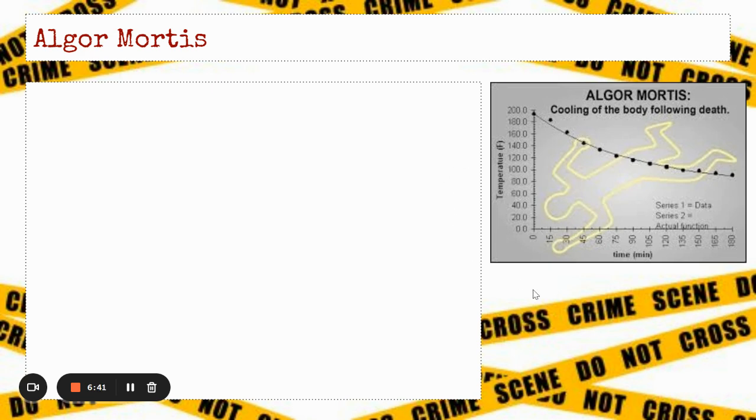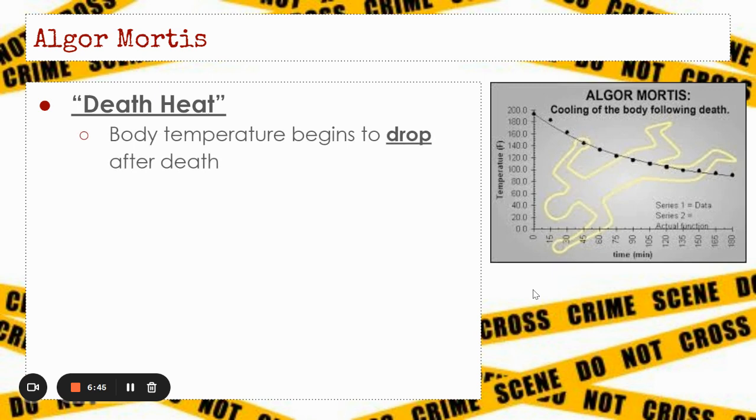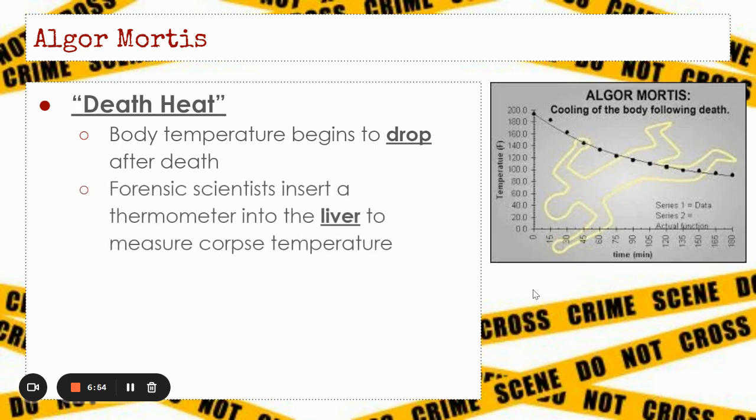Then there is algor mortis. Algor mortis means death heat. So this is describing the body temperature. Body temperature is going to begin to drop after death, obviously, because the body is not alive to keep the body warm. Forensic scientists are going to insert a thermometer into the liver in order to measure the corpse temperature. It's usually put into the liver because the liver is a very dense organ in the center of the person's chest cavity. So it's the area that's going to retain heat the longest. So that's what we use to measure corpse temperature.